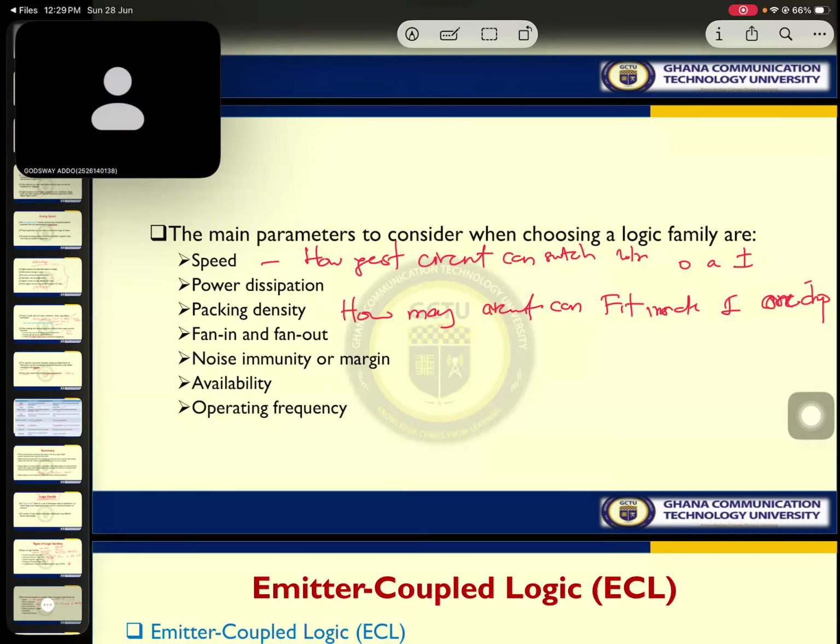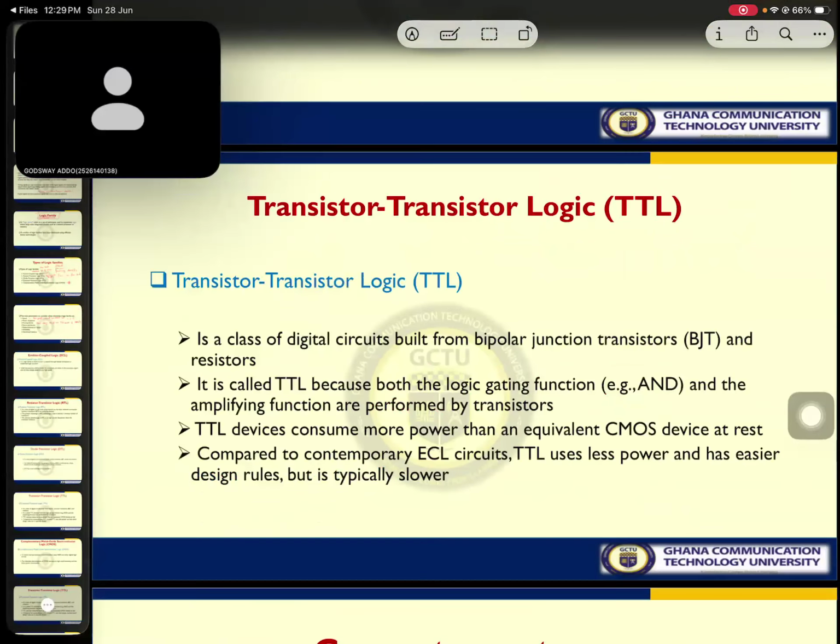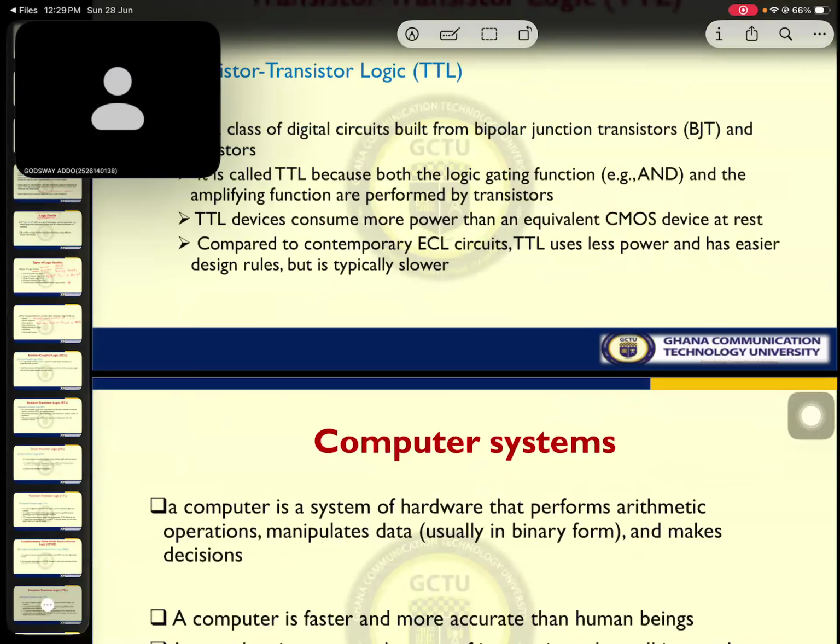Sir, please, what's the difference between the operating frequency and the speed? Operating frequency and speed. Okay, yes.